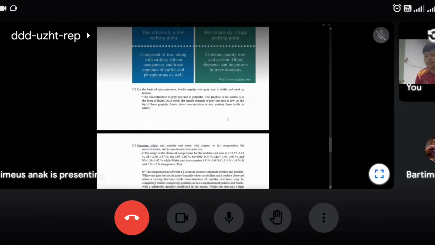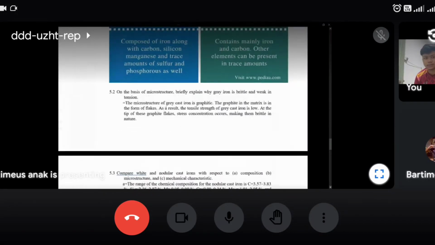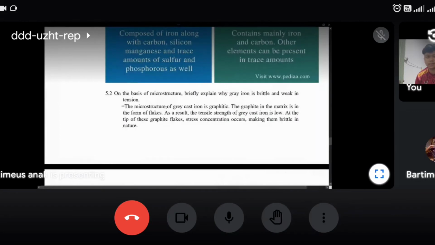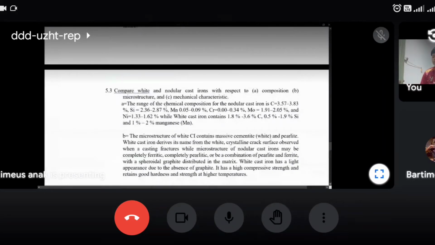For question 2, on the basis of microstructure, briefly explain why gray iron is brittle and weak in tension. The microstructure of gray cast iron is graphite. The graphite in the matrix is in the form of flakes. As a result, the tensile strength of gray cast iron is low. At the tip of these graphite flakes, stress concentration occurs, making them brittle in nature. So I will zoom.